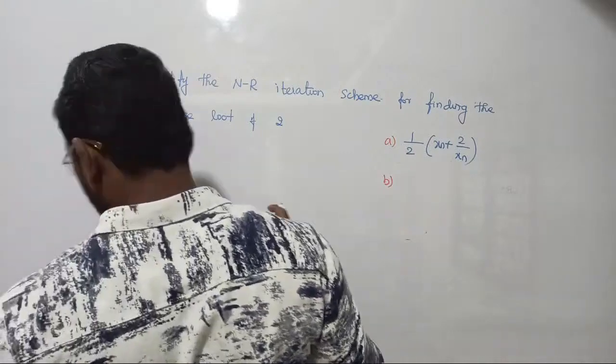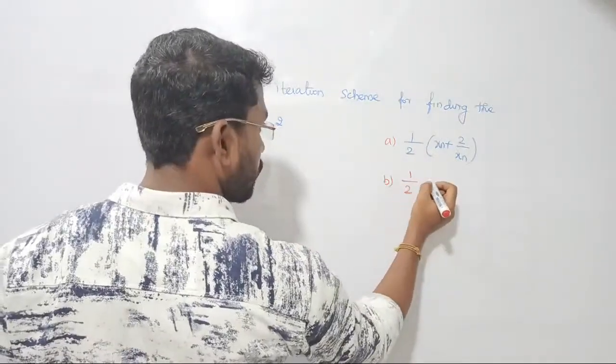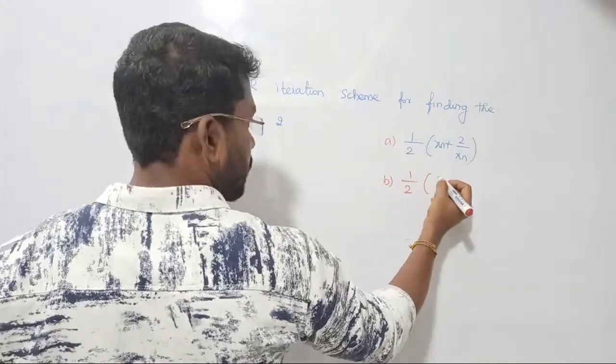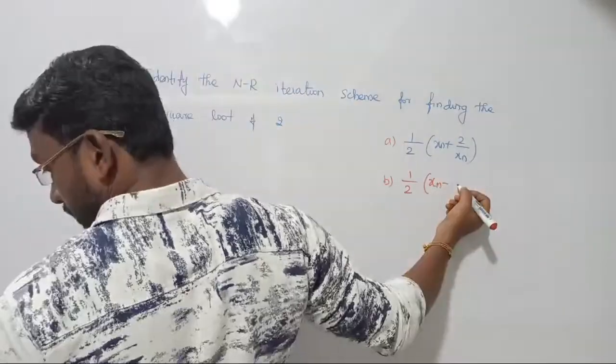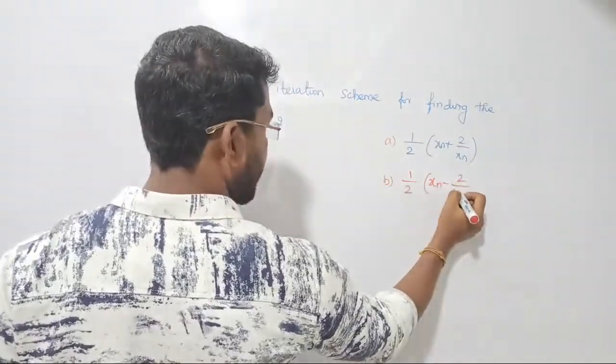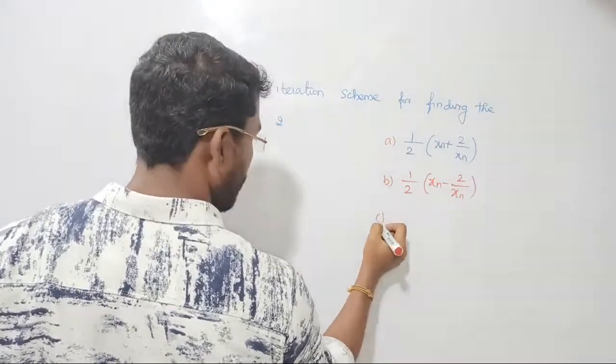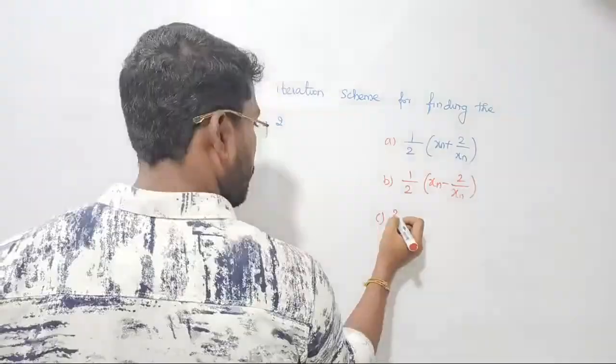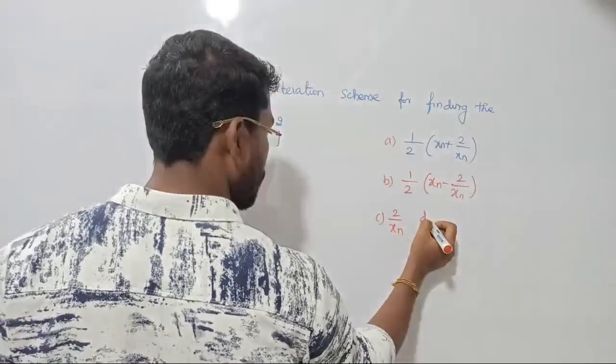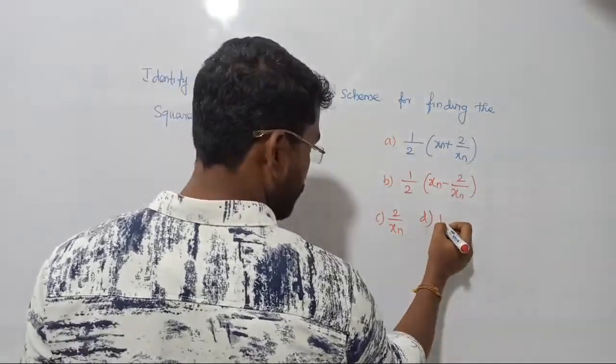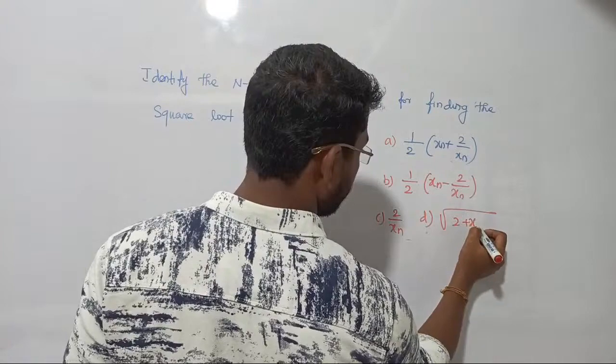Let me write the option B. In option B, they said 1 by 2. Please try this question by yourself, and I am just expecting the answer from your side. Let's see. Anyway, I will give the answer. If you people are posting the answer, I will be happy. 2 by xn. Last one is going to be square root of 2 plus xn.